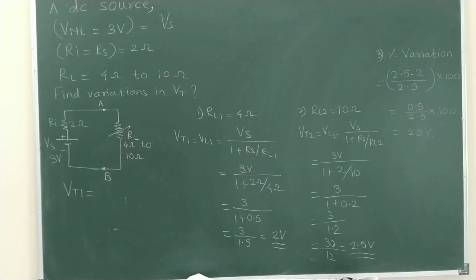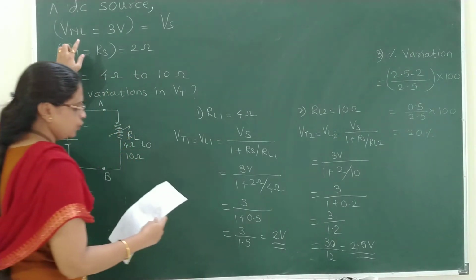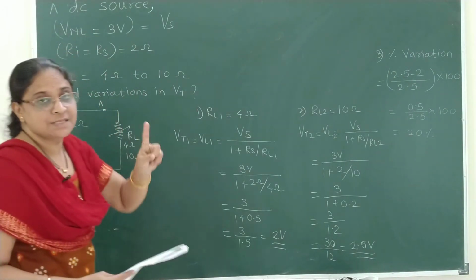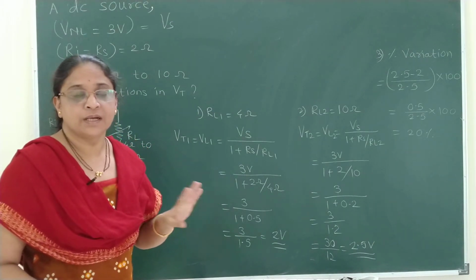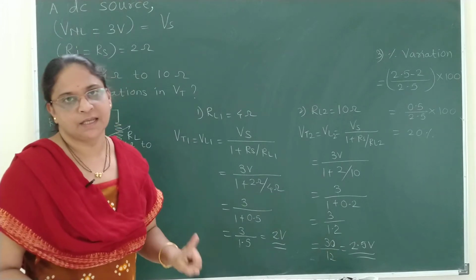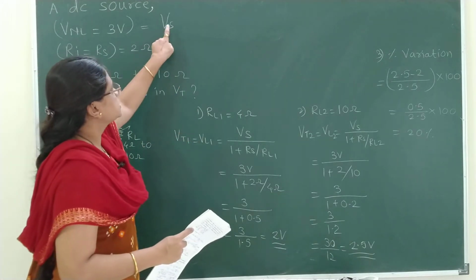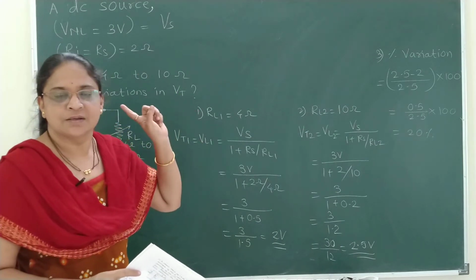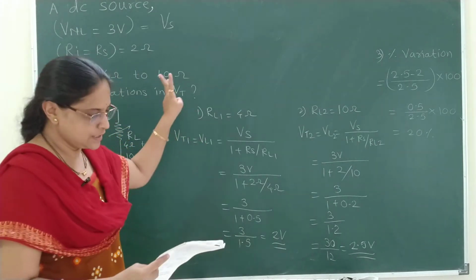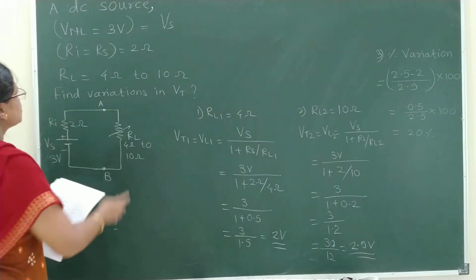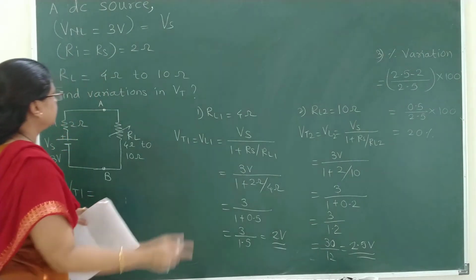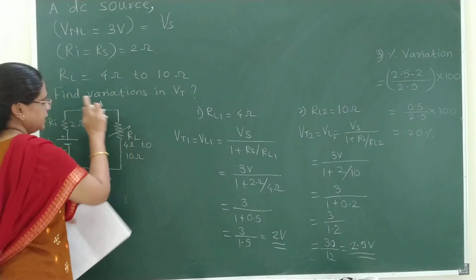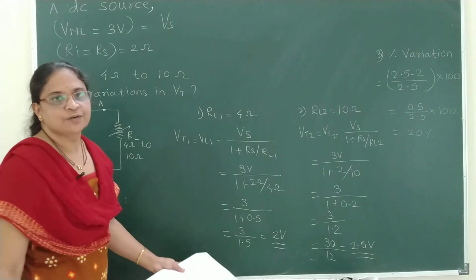Now let's try to calculate the part dependent on these formulae. First calculation. A DC source has a no load voltage of 3 volt. No load voltage is equivalent to the source voltage. No load means there is no load connected across the terminals of the energy source, so it is the original energy source, to be considered as VNL as Vs. So that is 3 volt, having an internal resistance of 2 ohm, Ri or Rs equal to 2 ohm. It is connected to RL that can vary from 4 ohm to 10 ohm. Find the variations in the terminal voltage of the source.